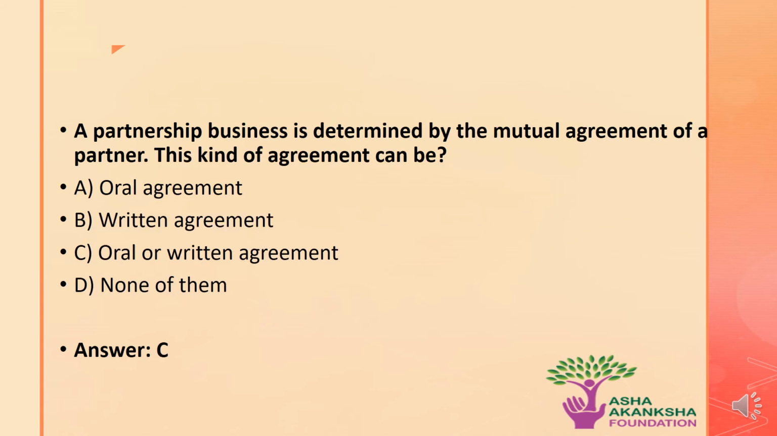The next question is: a partnership business is determined by mutual agreement of partners. The kind of agreement can be, options are A, oral agreement, B, written agreement, C, oral or written agreement, or D, none of them. The correct answer to this question is option C. That means to say, a partnership business is determined by the mutual agreement of partners. This agreement can be oral as well as a written agreement.